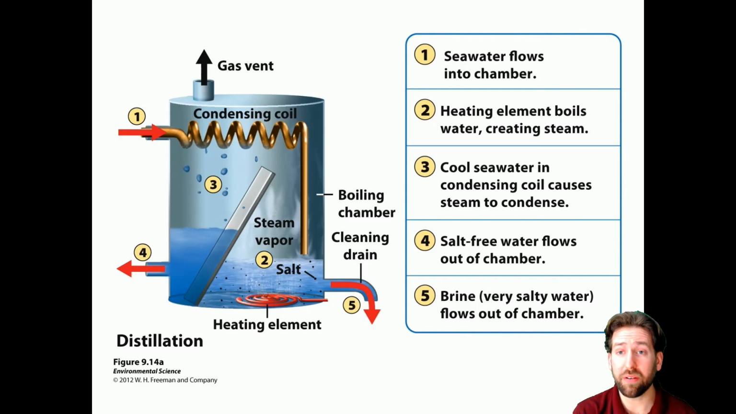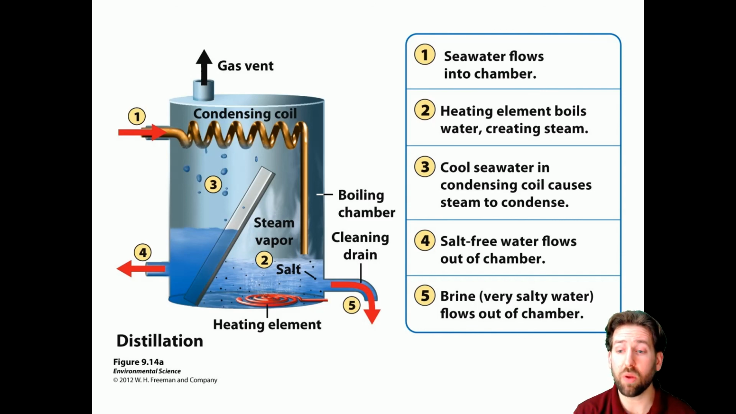So seawater, again salty water, flows into the chamber. So that goes through that condensing coil first, right? It's coming through at 1, and the heating element boils water, creating steam. So it goes into that bottom chamber on the right, and you've got a heating element at the bottom that's going to cause it to make steam. Now remember, you've got seawater flowing through that condensing coil, so it's colder, right? It's not really warm. So what happens is the cool seawater in that condensing coil causes that steam that was just made to condense, form into regular pure water droplets.